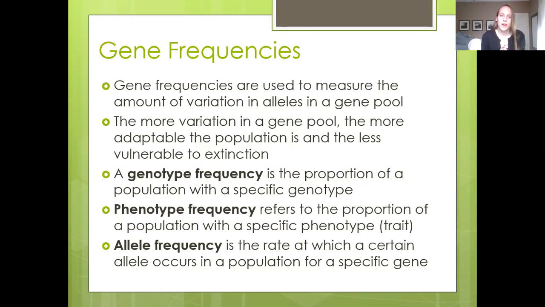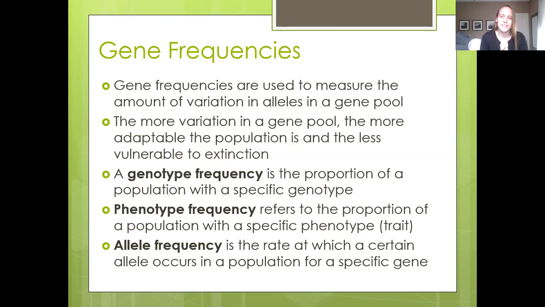Okay, so there are three different types of frequencies that we can measure when we're determining the variation of genes within a population or looking at how the gene pool is changing. The more variation in the gene pool, the more adaptable that population is and the less likely it is to go extinct. So that's why it's really important to understand these gene frequencies.